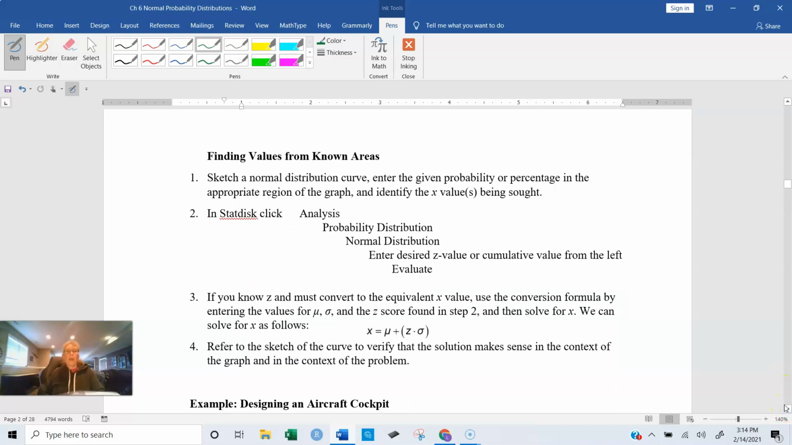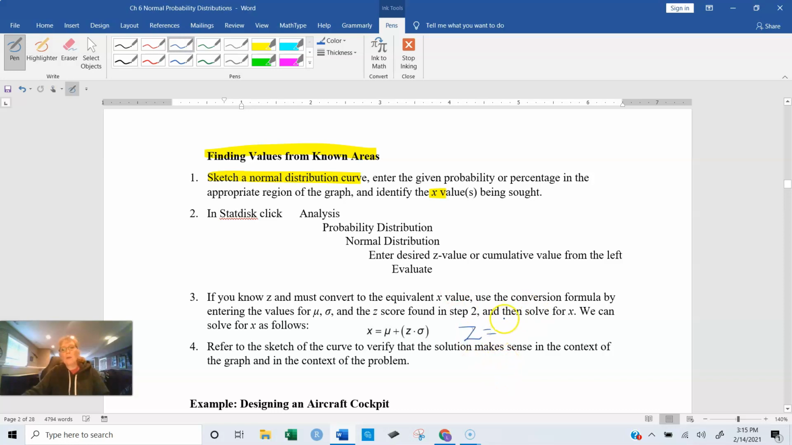Okay, now we're going to go the other way. We're going to find values from a known area. So now you know the area, and you have to find which x values they have. First thing we do is always we sketch our curve. Nothing changes there. We're going to identify the x value we're looking for. All right, in StatDisk, it's going to be probability distribution, normal distribution, enter the desired z-score, and see what we get. Now, we are still using the exact same formula.